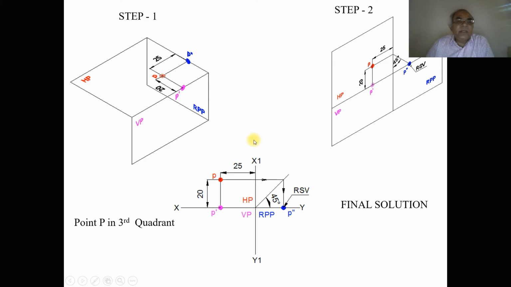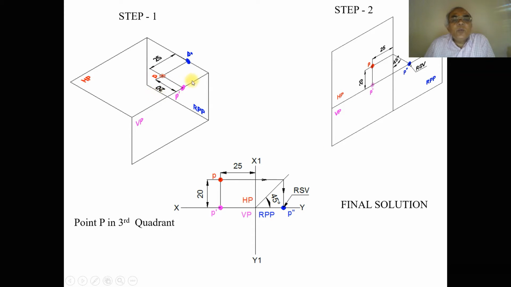So what happens, we're going to see. Now we see behind VP on HP. So this is the third quadrant, HP, VP and RPP. So when you look from the front view, since it is on HP, obviously the point will be on the vertical plane. You can see here, this is the P dash. And then when you look from the top view, we can see the distance behind VP. So that distance is seen on HP. So obviously this point is going to be P.